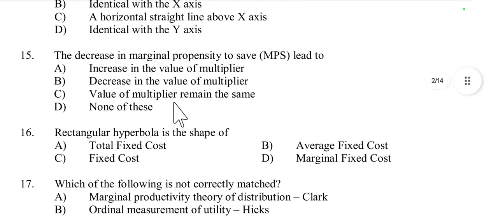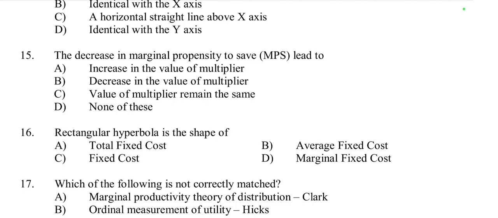Then question number 15: the decrease in marginal propensity to save leads to an increase in the value of the multiplier, decrease in the value of the multiplier, remains the same, or none. So a decrease in the MPS, marginal propensity to save, generally first leads to an increase in the marginal propensity to consume.